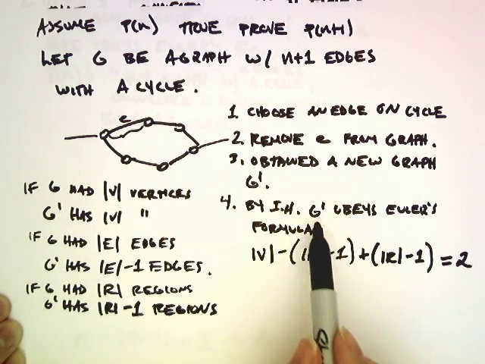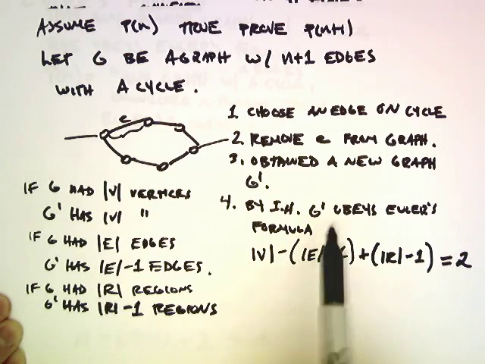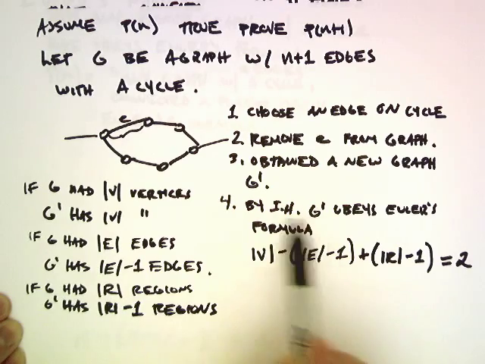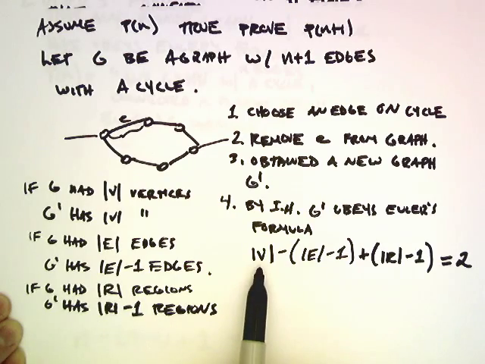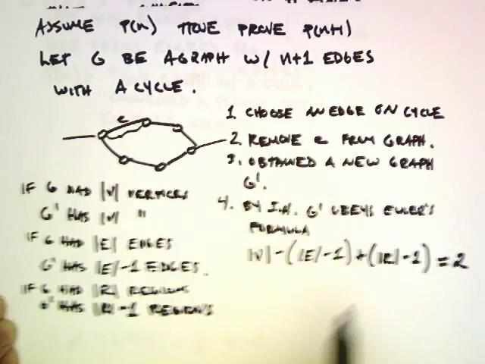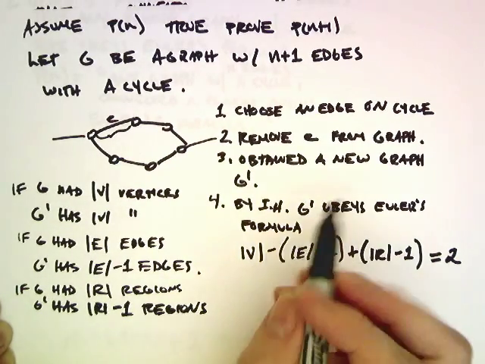Now right here you might say, well, hey, can you use the inductive hypothesis on G prime? What if G prime doesn't have a cycle? If G prime doesn't have a cycle, then it's a tree. And we know that Euler's formula holds for trees, so Euler's formula will also hold for G prime if it's a tree. If it's not a tree, then we're using the inductive hypothesis here, and we're assuming that Euler's formula holds for G prime. So the number of vertices of G prime minus its edges plus its regions has to equal 2. I'm just going to simplify this expression.